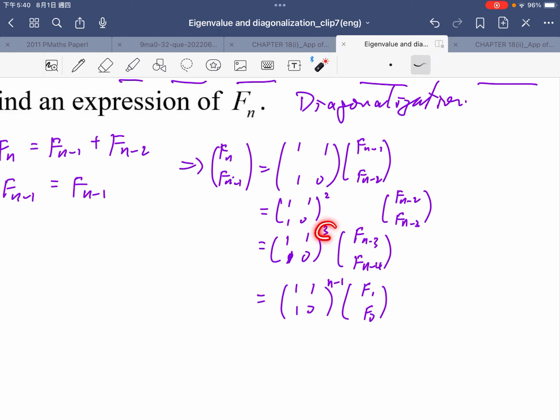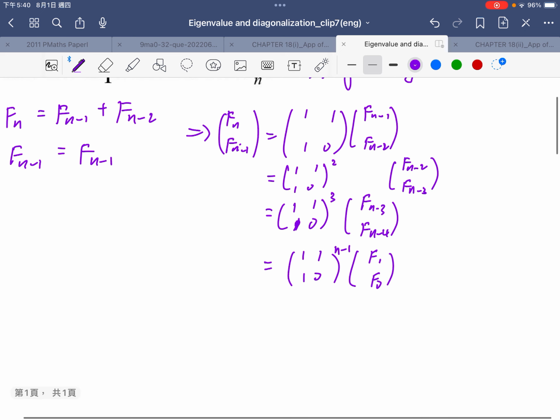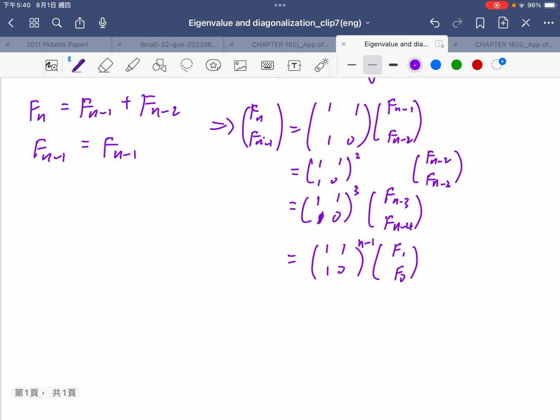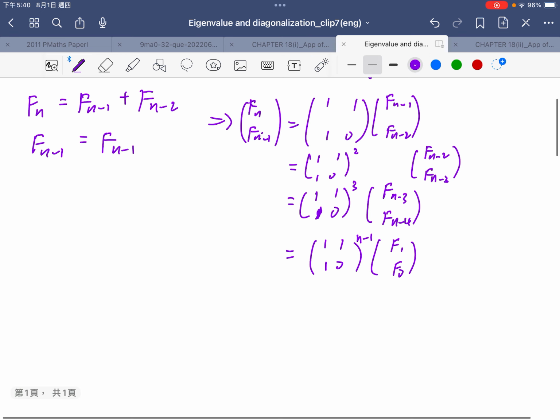Why this one? As the matrix power plus the index, the sum of these two terms is equal to n. Therefore, if the subscript is 1, the power should be n minus 1, then the sum is equal to n. Okay, next step, I want to diagonalize. I can write down F1 and F0 here.